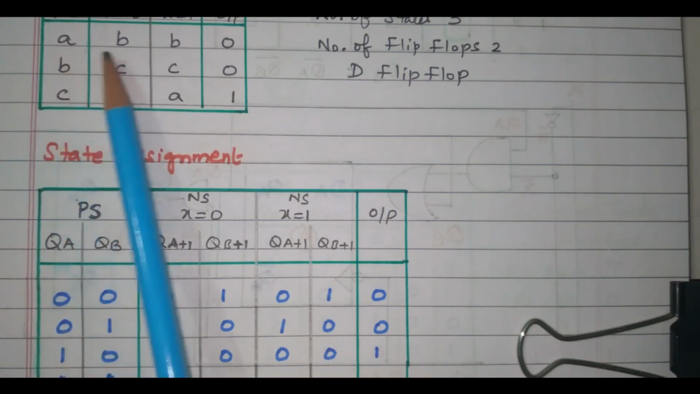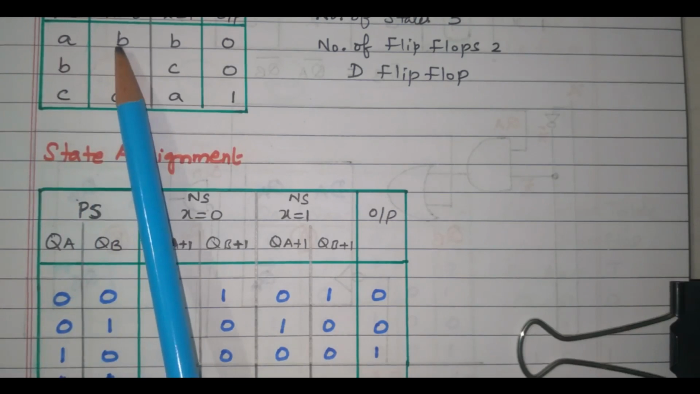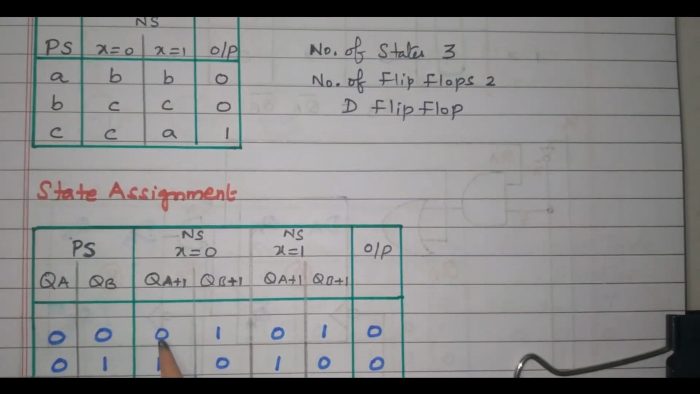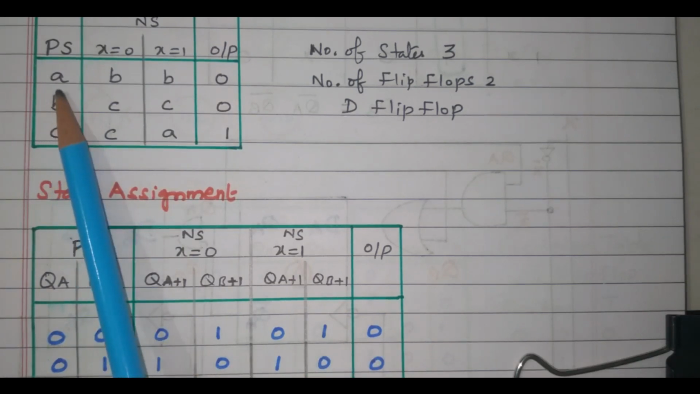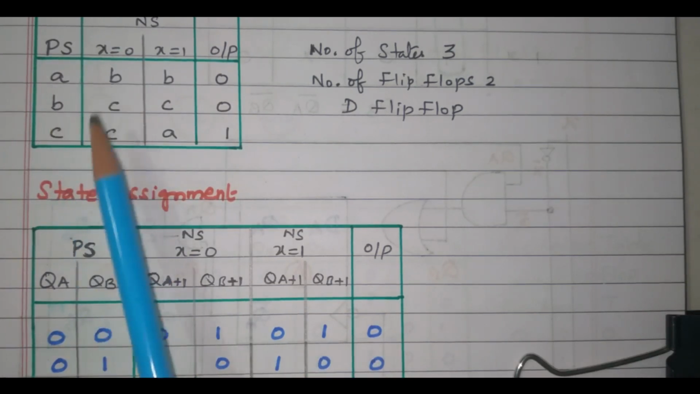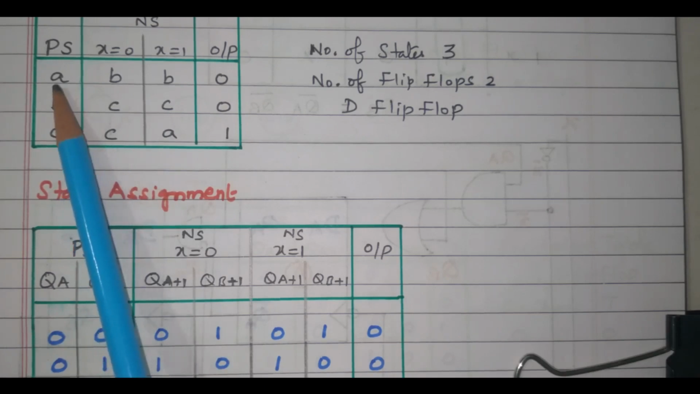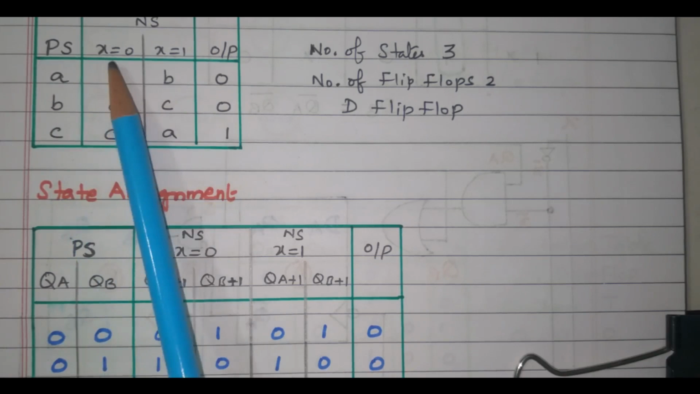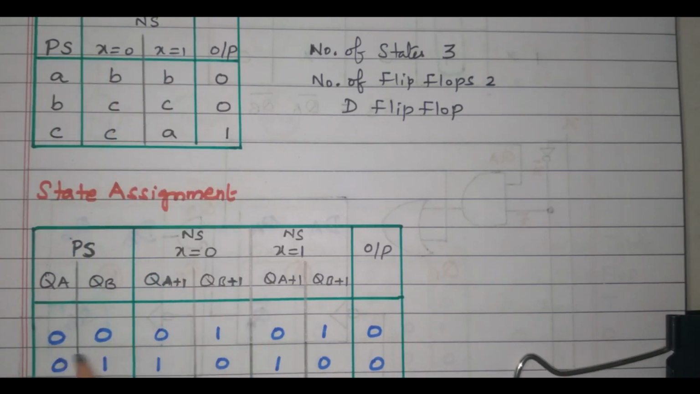So A goes to B for x equal to 0 as well as x equal to 1. So 0, 0 goes to 0, 1 for x equal to 0, and for x equal to 1 also. The output is 0. So A indicates 0, 0, B indicates 0, 1, C indicates 1, 0. Here A, 0, 0, goes to 0, 1, similarly 0, 1 for both x equal to 0 and x equal to 1, that is given here.